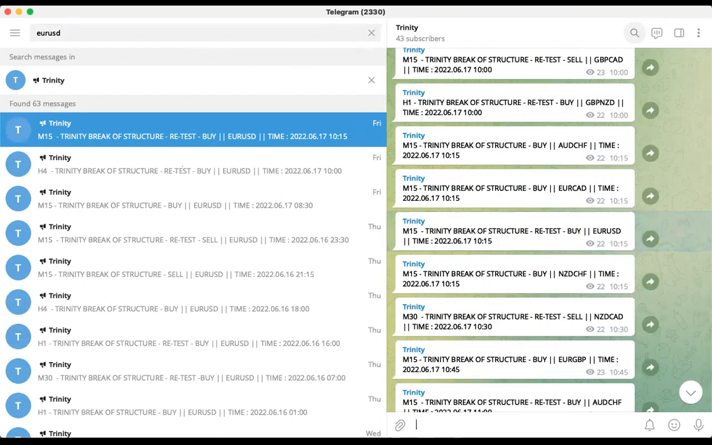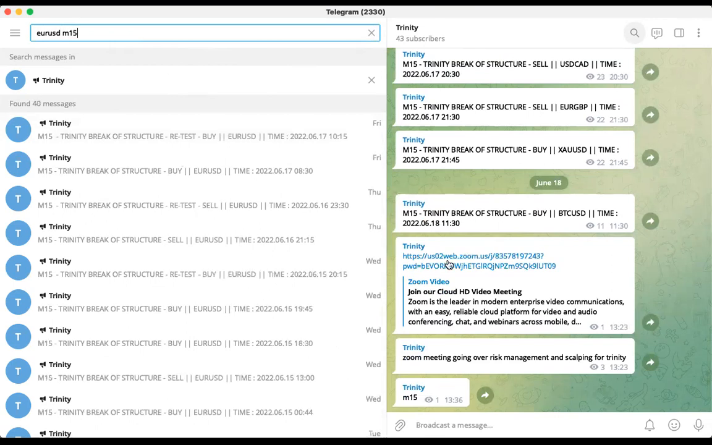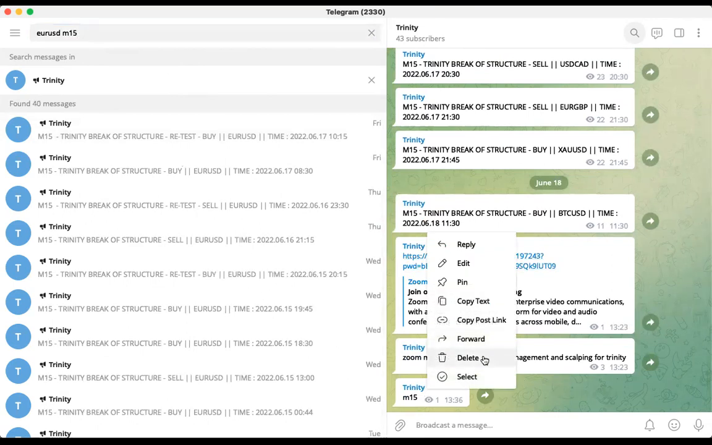Then, of course, I'm only looking for scalping trades. So only put the M15, not there. I'll delete that after. Only put the M15 here. This is what you need to do.